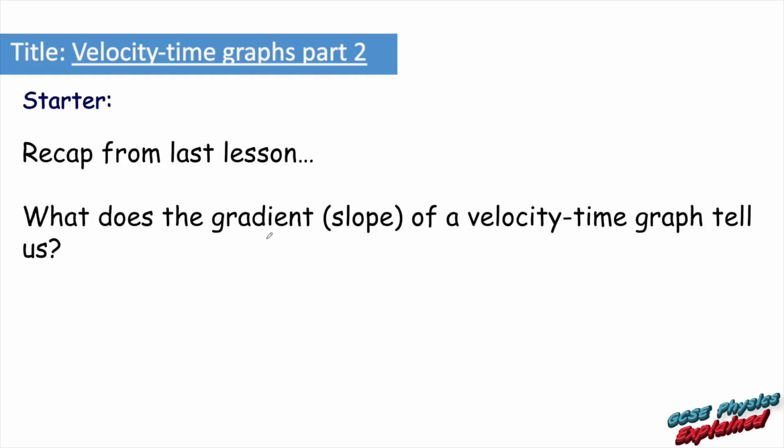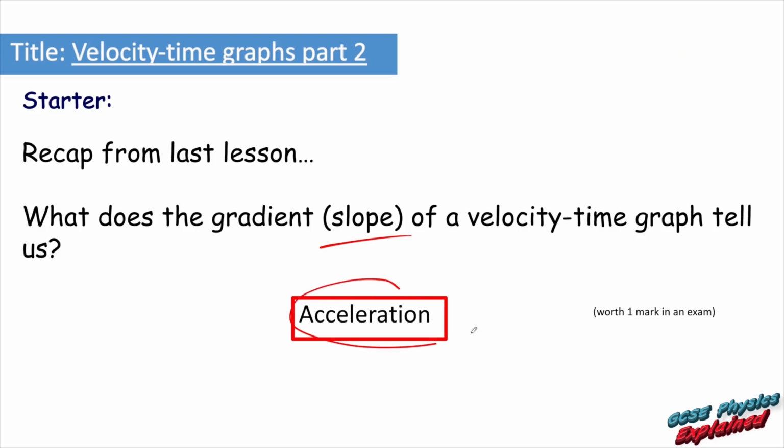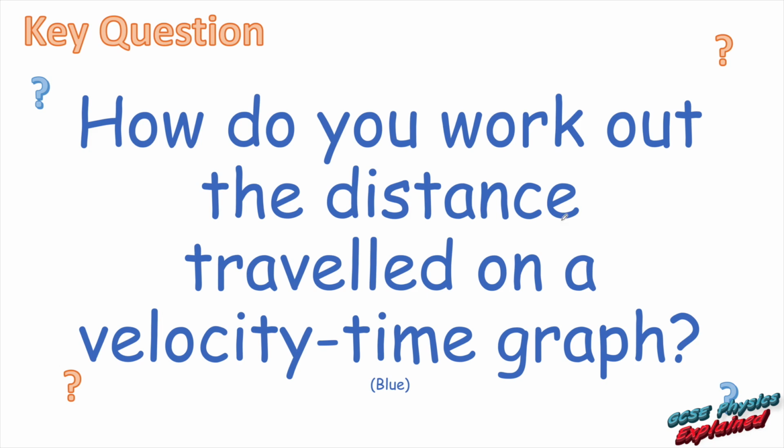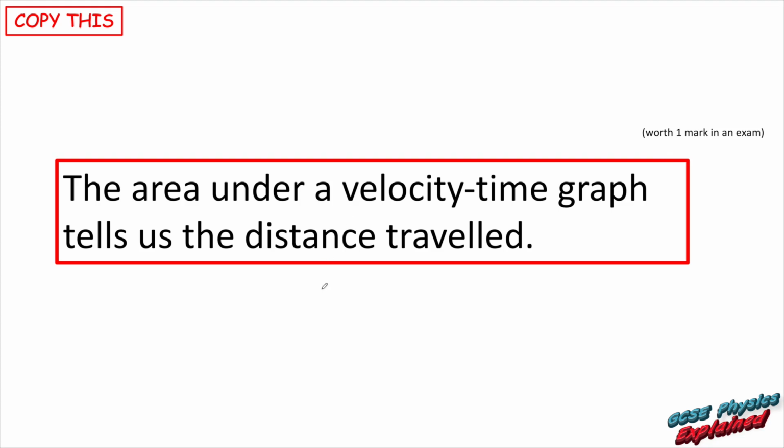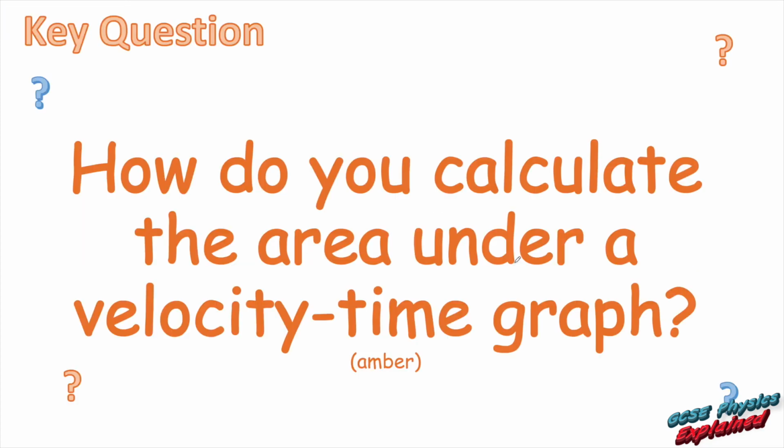A little recap. What does the gradient or slope of a velocity time graph tell us? We said it was acceleration. And that'll get you 1 mark in an exam. How do you work out the distance travelled on a velocity time graph? For 1 mark in an exam, you tell the examiner you work out the area. The area under a velocity time graph tells us the distance travelled. Okie dokie, well, how do you calculate the area under a velocity time graph?